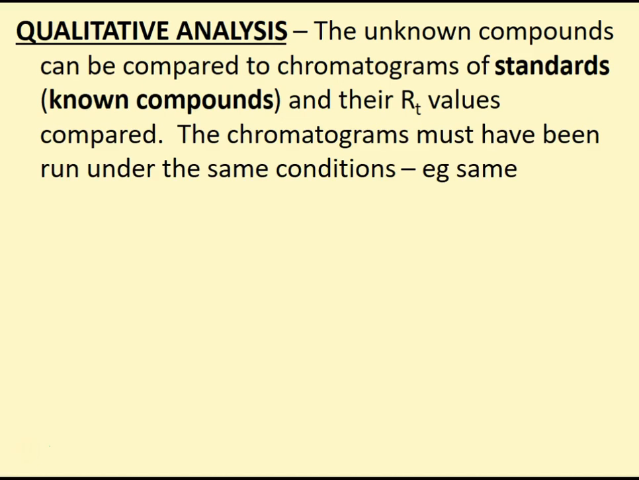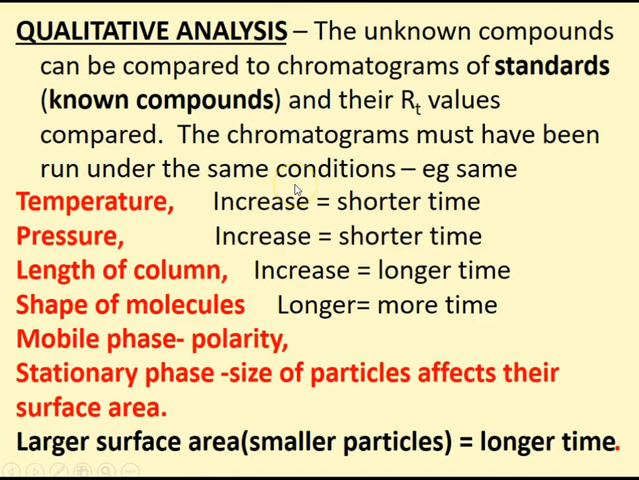Qualitative analysis. The unknown compounds can be compared to chromatograms of standards of known compounds and their RT values. So qualitative, it's correct this time. You can compare your unknown to standards that you know, as long as the conditions are the same. As long as all of these things are the same, you can compare the time that you have one molecule to the time of another molecule. But if they change, you can't say that you've got the same molecule because it has the same time.